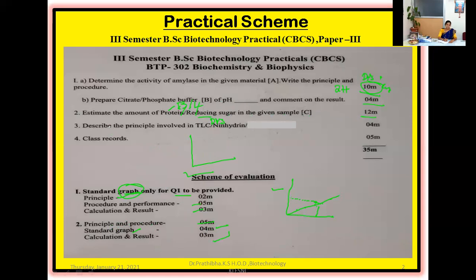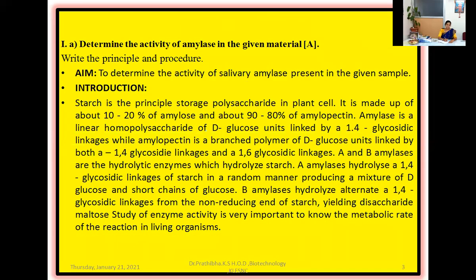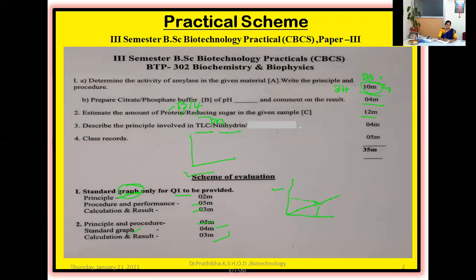Then question number 3: describe the principle involved in TLC, that is thin layer chromatography, and ninhydrin. Only the principle you are going to write here, not any procedure. Just comment on that particular TLC and ninhydrin. This carries 4 marks.